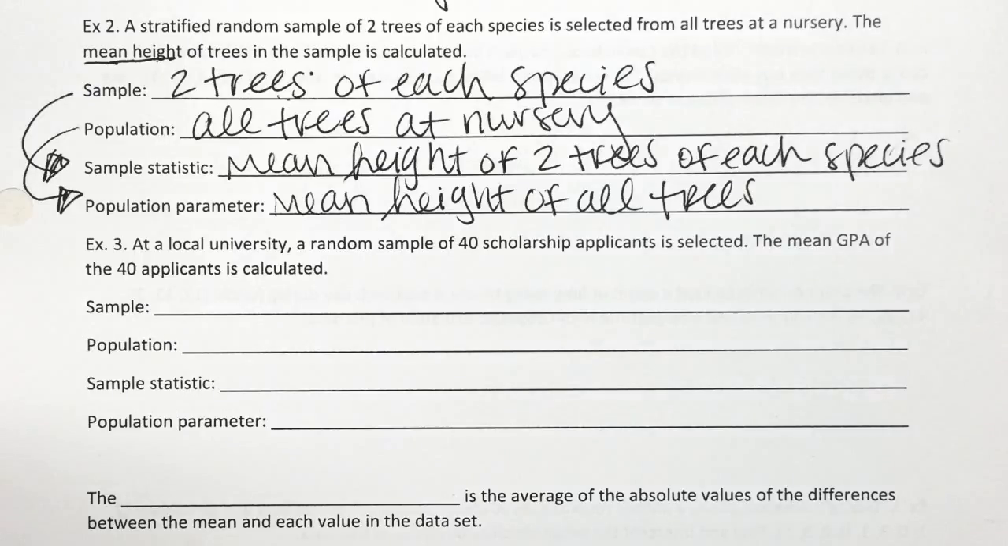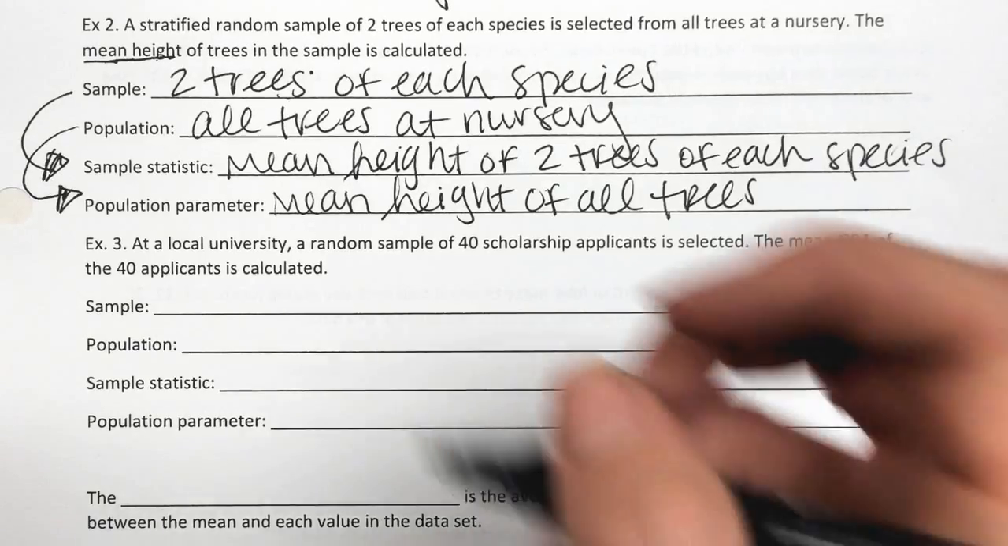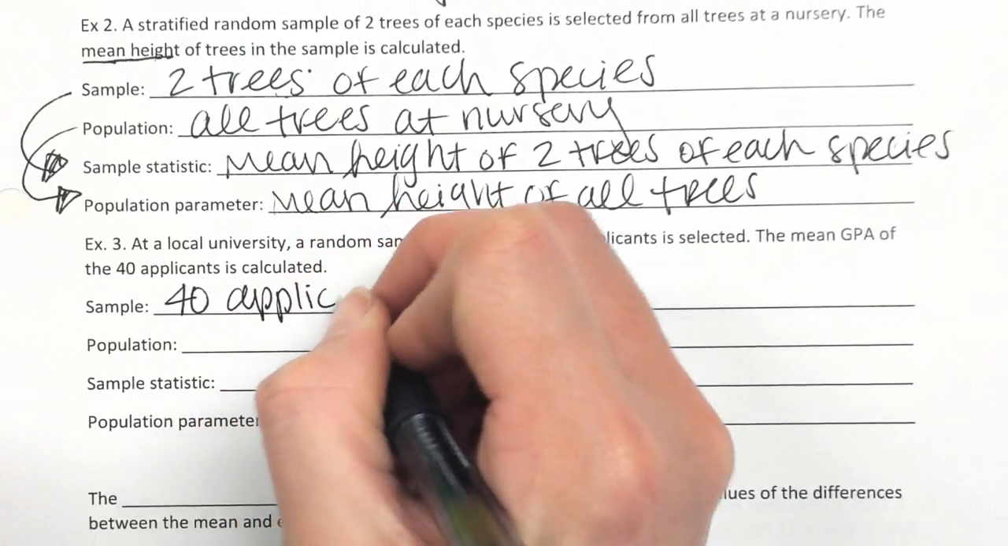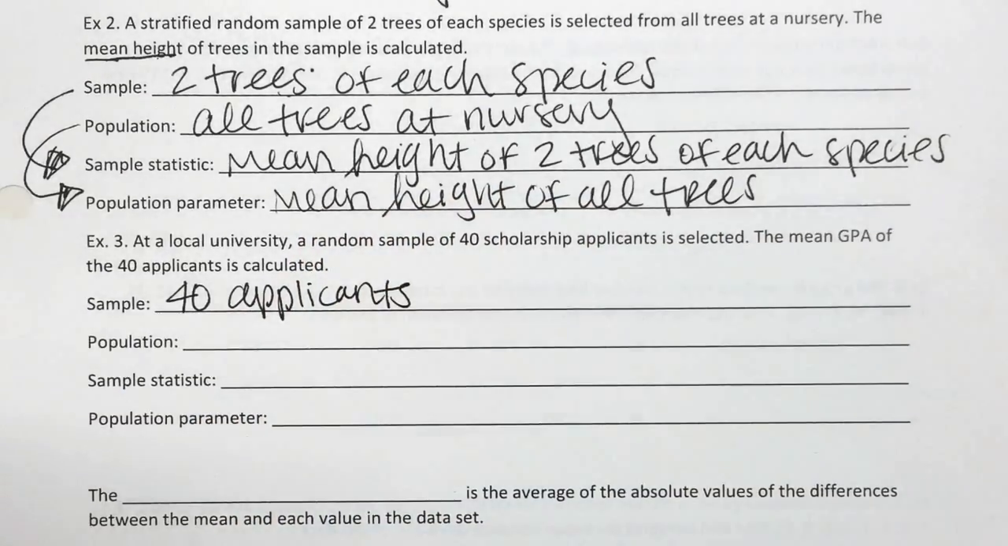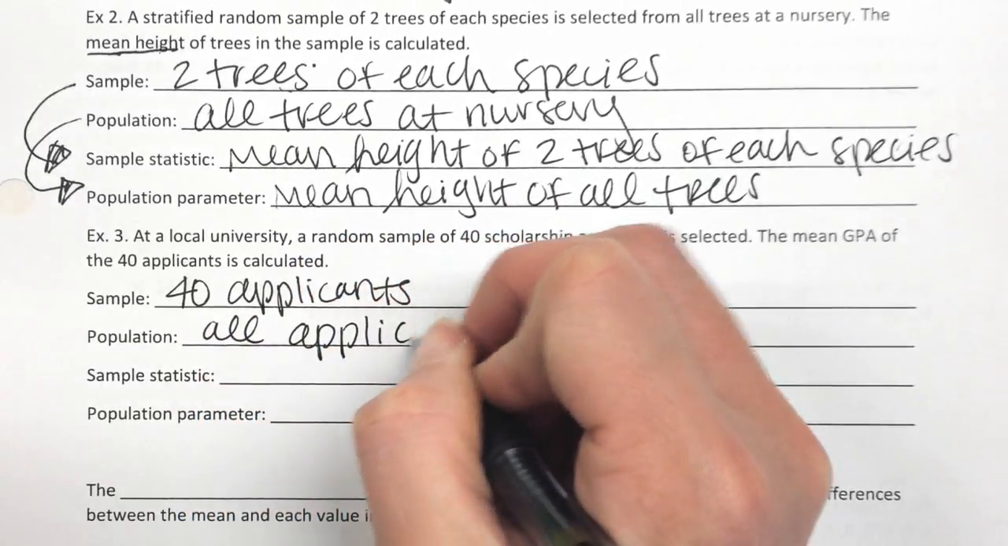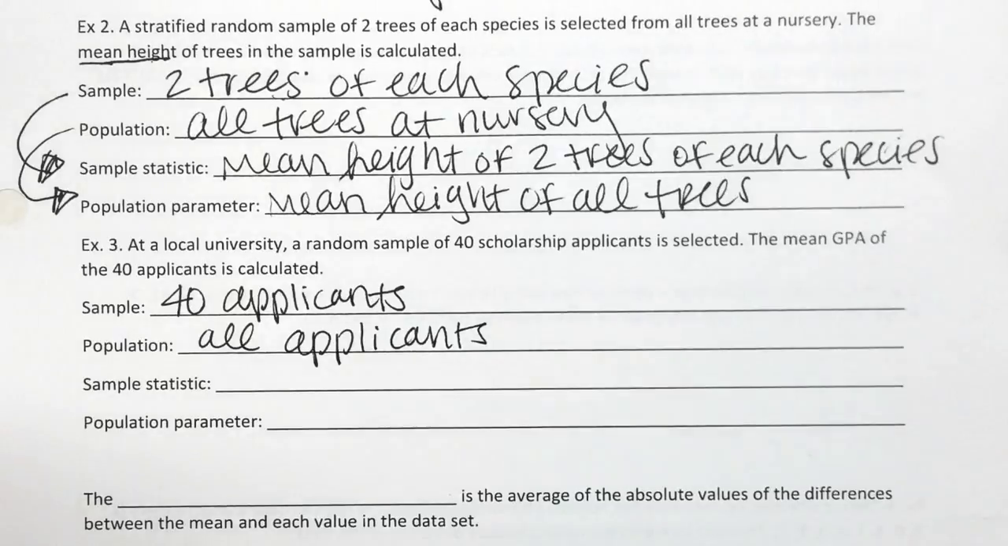Does anybody want to attempt the sample? All right, Kennedy, go ahead. 40 scholarships. Good. And I'm just going to put 40 applicants. Here you go. Any questions about that? All right, next. Melandria, what'd you get? Correct. All the applicants. Any questions about that one?